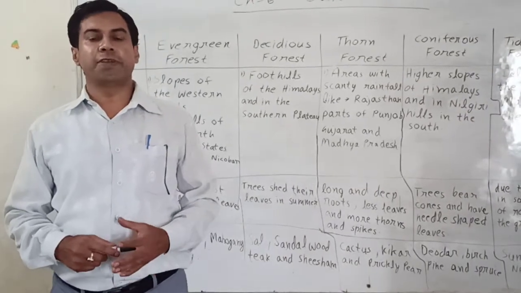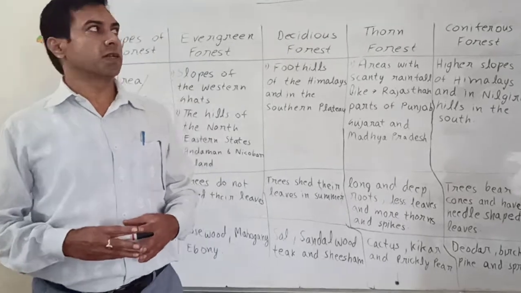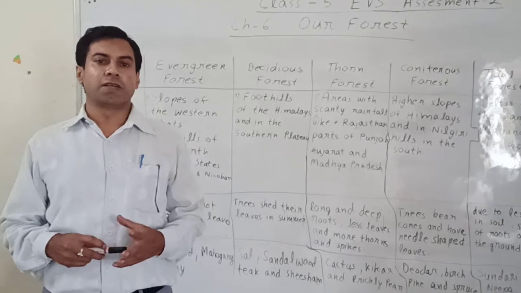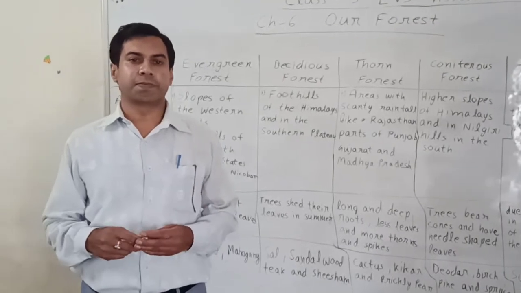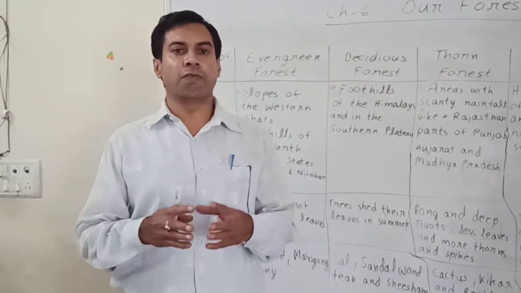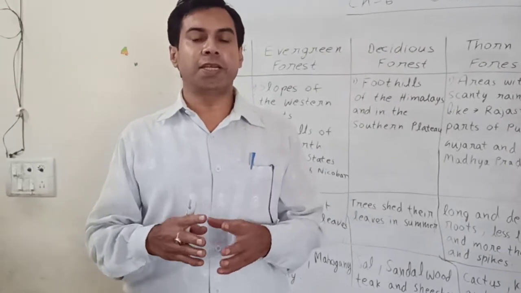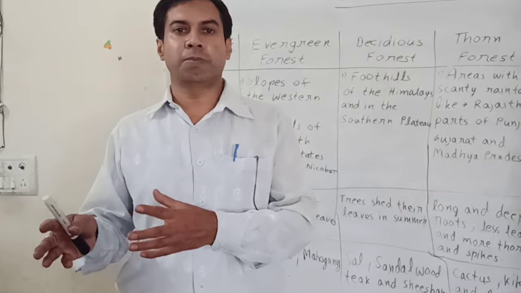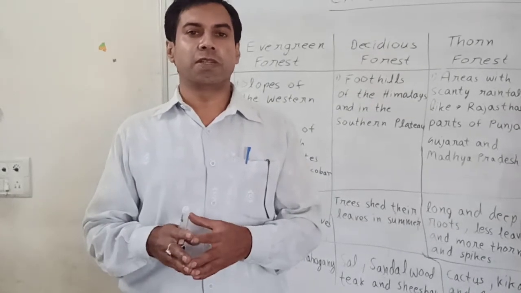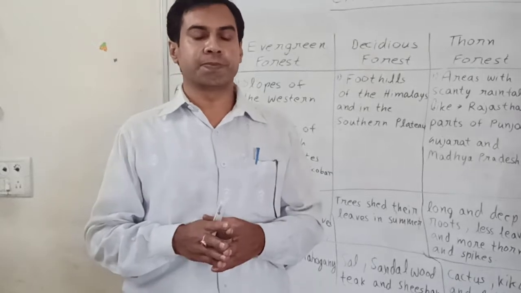Today in class 5 EVS, I will start chapter 6 about forest. Student, what is a forest? A large land area covered with many trees, herbs, shrubs and varieties of flora and fauna. So they are called forest.